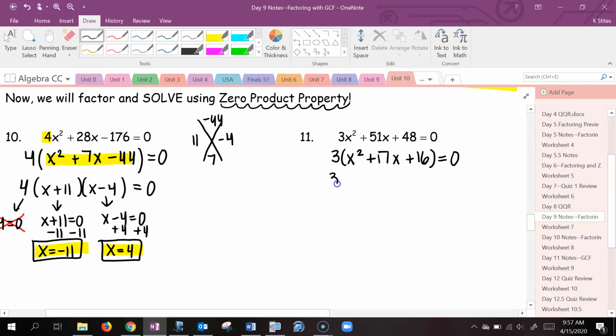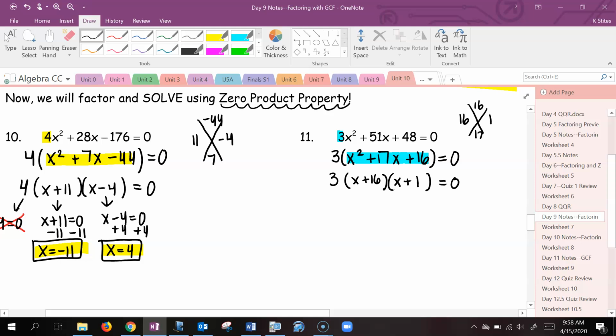Okay, before I do my box problem, I'm just going to set this up here. I'm not going to lose my equal 0. So now I'm at the step where I'm finding my numbers, okay? So I'm going to multiply to 16, and I'm going to add to 17. And that's just going to be a 16 and a 1. Okay, so I'll fill that in. Okay, so that's step 2.